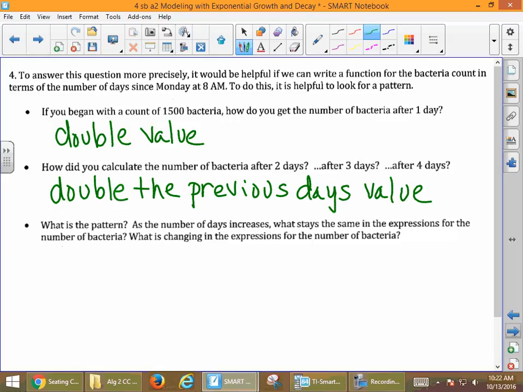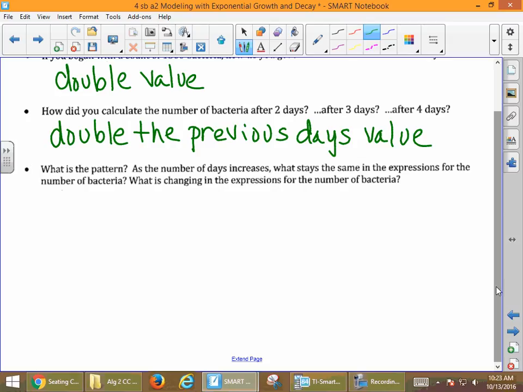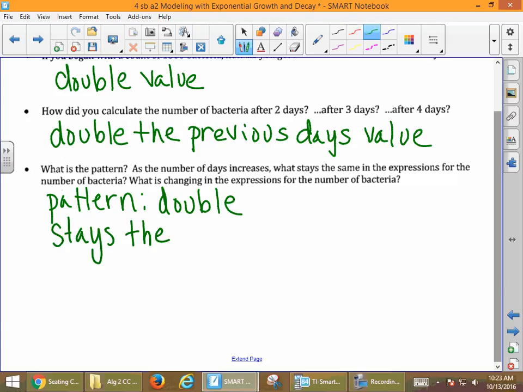So what you can see from the answer to those questions is that one of the patterns at least is that we're doubling. So a pattern is to double. And then it says, as the number of days increases, what stays the same in the expressions for the number of bacteria? Well, what stays the same is the doubling.